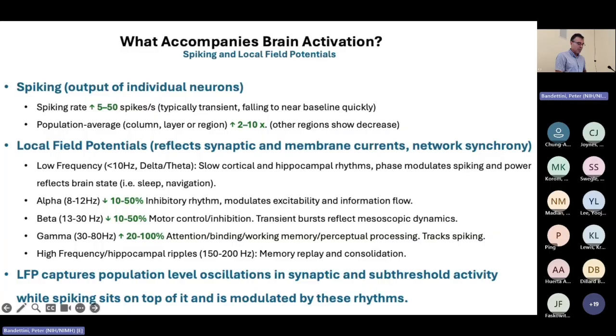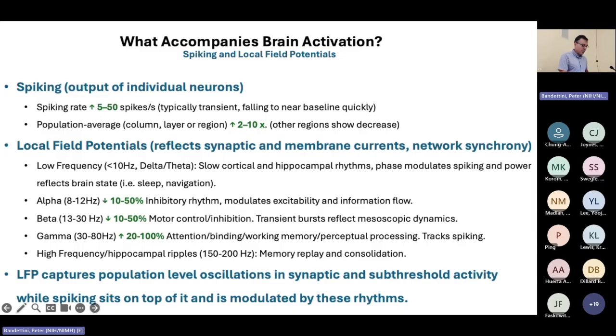It consists of several different types of information. There's low frequency, less than 10 hertz, which is delta and theta. That includes slow cortical and hippocampal rhythms. It phase modulates the spiking, and the power reflects the brain state, either sleep or navigation. Then you have alpha frequencies, 8 to 12 hertz. During activation, that typically goes down. It's an inhibitory rhythm, so when it goes down, the areas are allowed to be excited more. It modulates excitability and information flow.